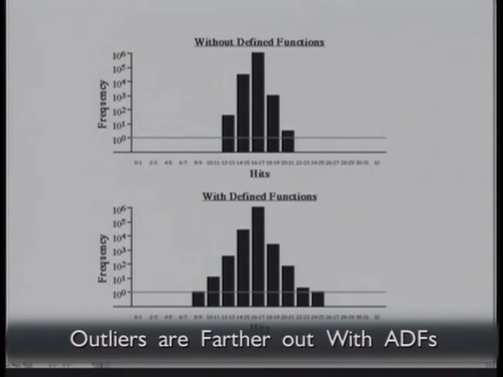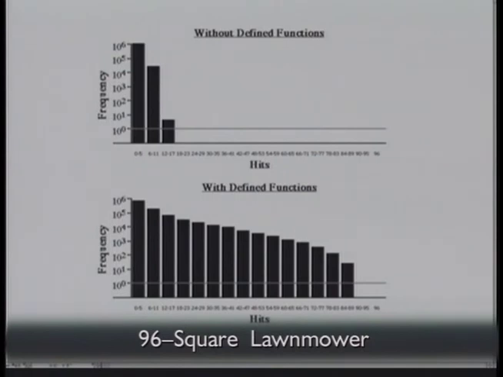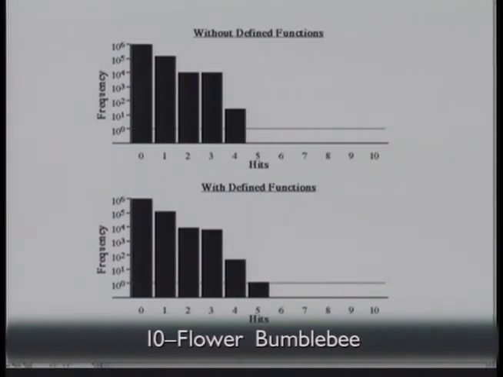The same is true for the even 3, 4, and 6 parity problems, the Lawnmower problems with lawn sizes of 32, 48, 64, 80, and 96, the Bumblebee problem with 10, 15, 20, and 25 flowers, as well as the obstacle-avoiding robot problem, the minesweeper problem, and the artificial ant problem. This observed difference in outliers occurring at generation 0 reflects the nature of the representation, not the nature of the genetic operations that may subsequently occur.